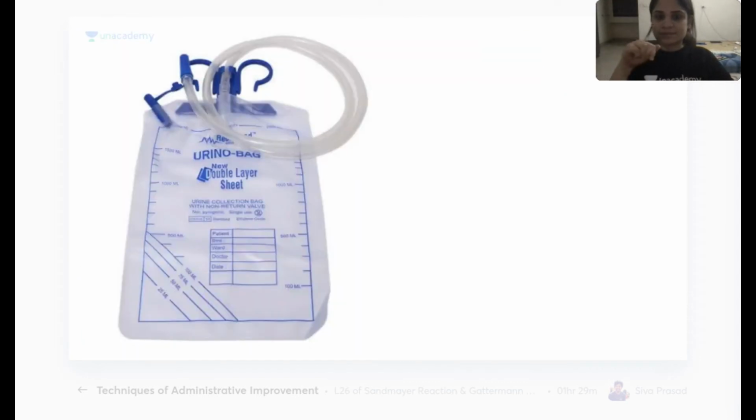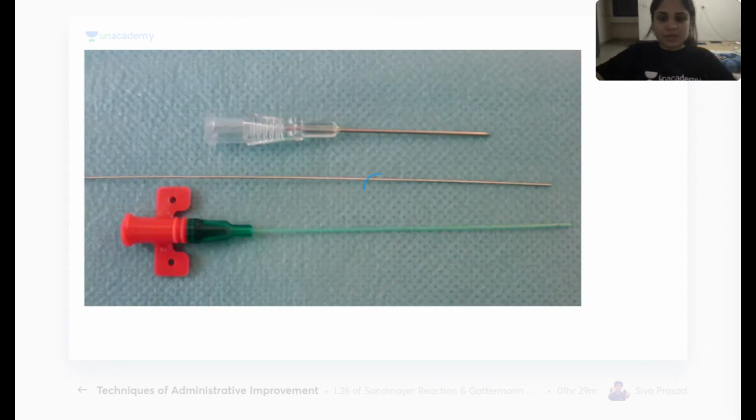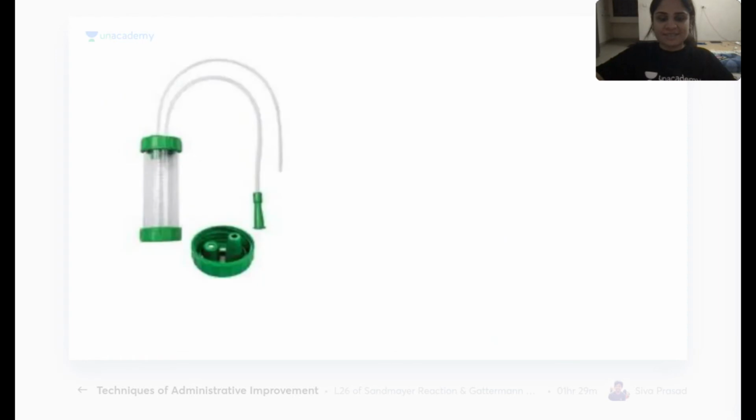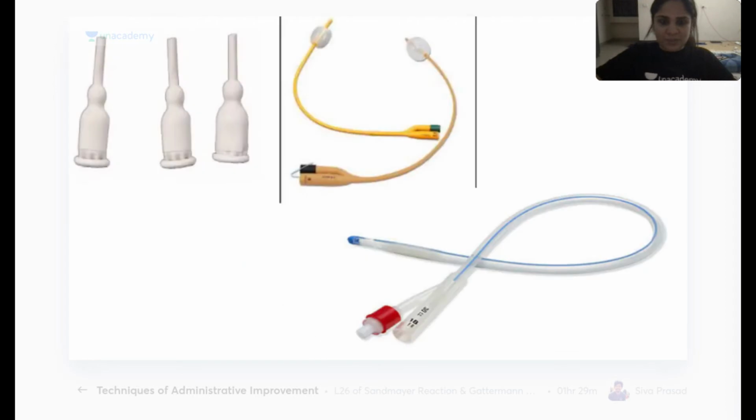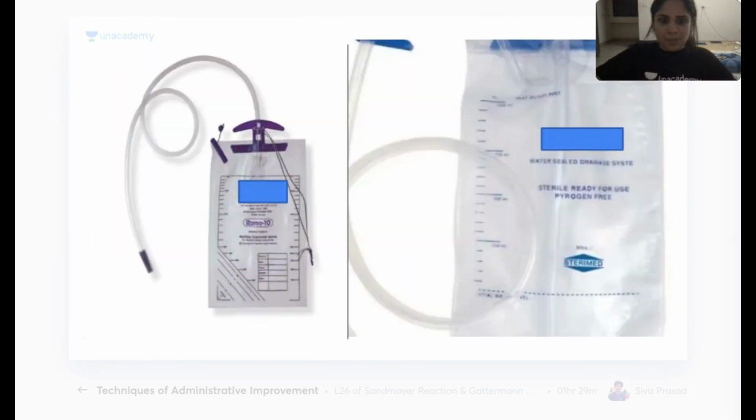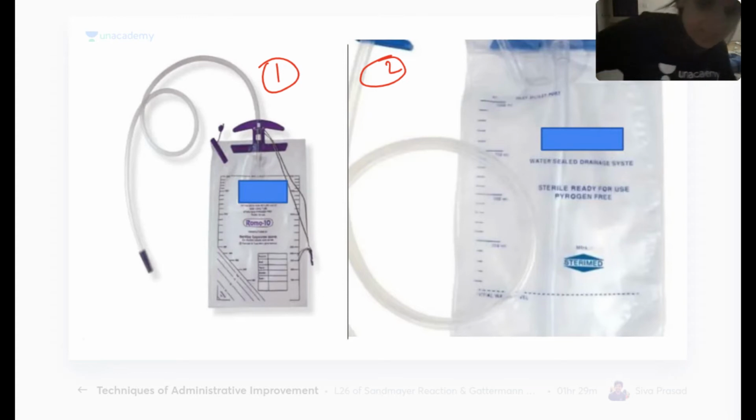What is this bag? Euro bag. I think this is very easy because it's written over here. Now, just to confuse you, let me ask you. In both of these, I'm marking 1 and I'm marking 2. Tell me which one is the euro bag. It is not written on this one. 1 or 2? Yes. Very good. So 1 is the euro bag over here.